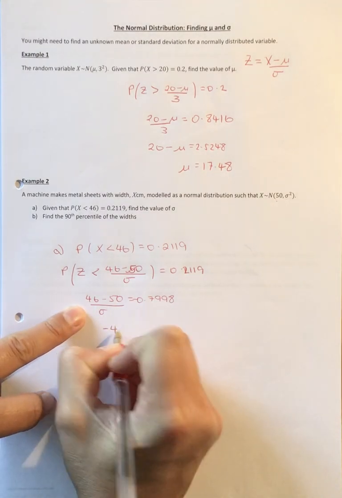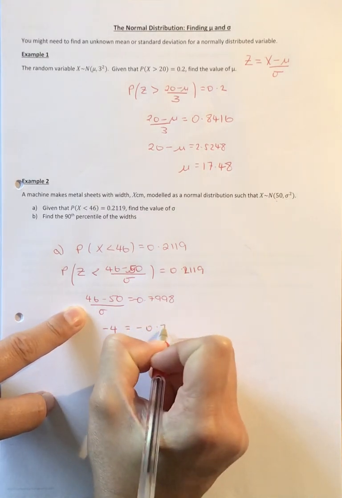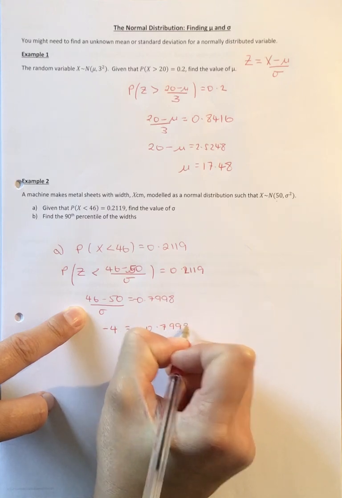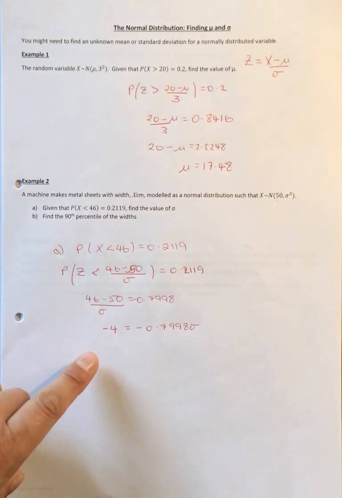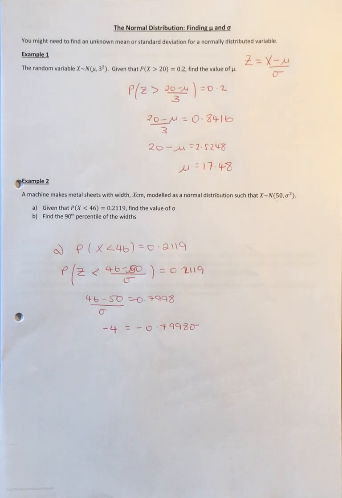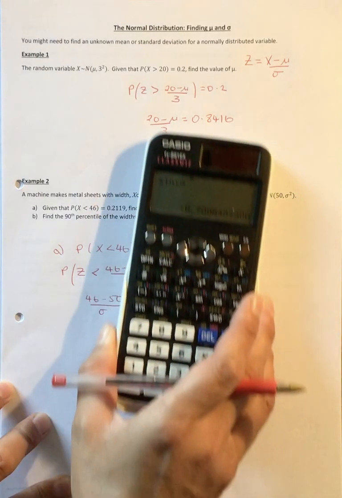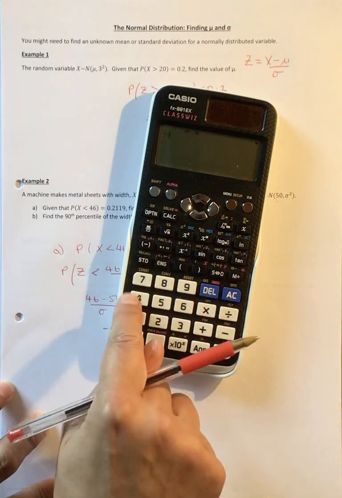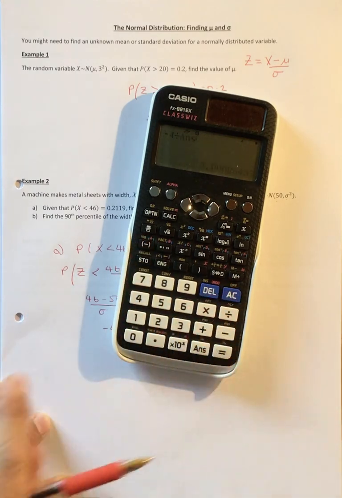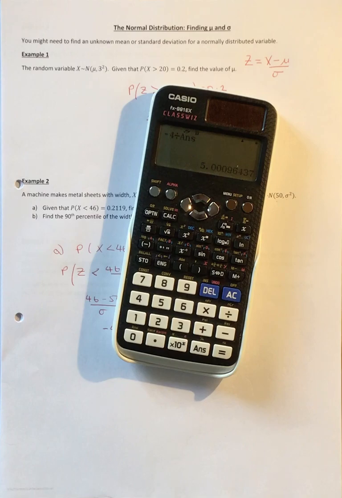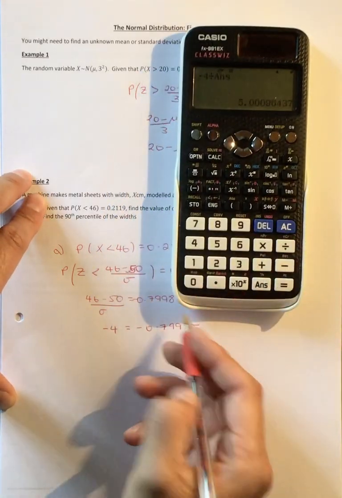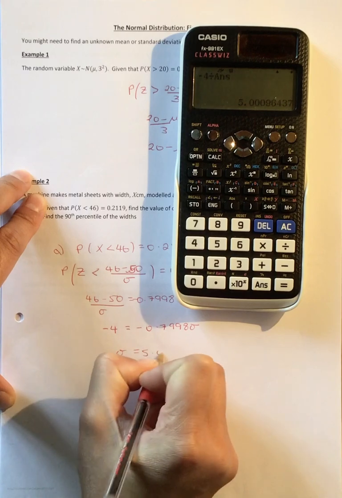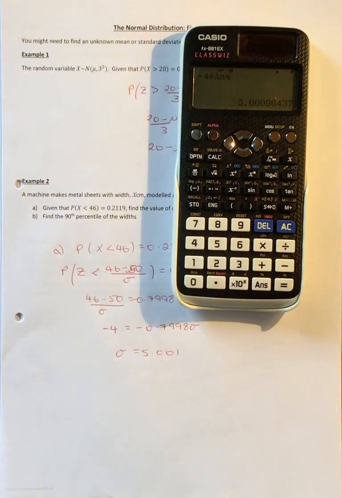And again, this is just an equation for us to solve. So I have minus 4 over sigma, so let's just times by sigma. And so sigma is minus 4 over minus 0.7998. And we can do this using the answer function. So it's minus 4 divided by the answer. So we get 5.0009 or 5.001 to 4 significant figures.